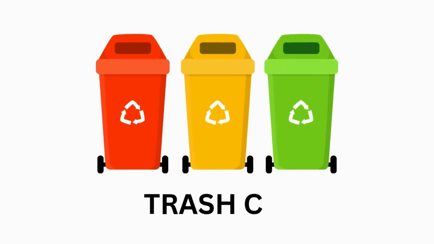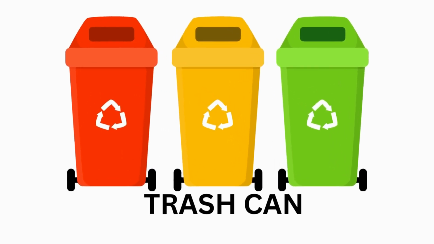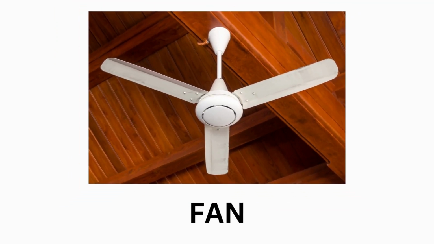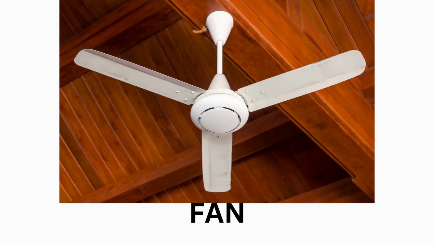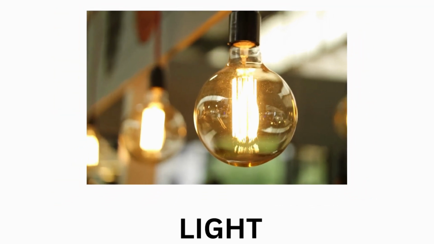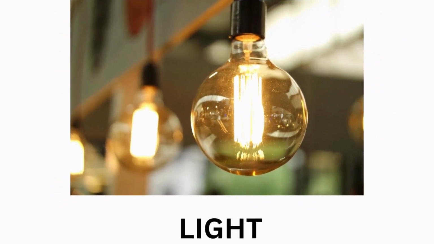This is a trash can. Trash can. We throw trash and waste in the trash can. This is a fan. Fan. The fan blows air and keeps the classroom cool. This is a light. Light. The light makes the classroom bright.